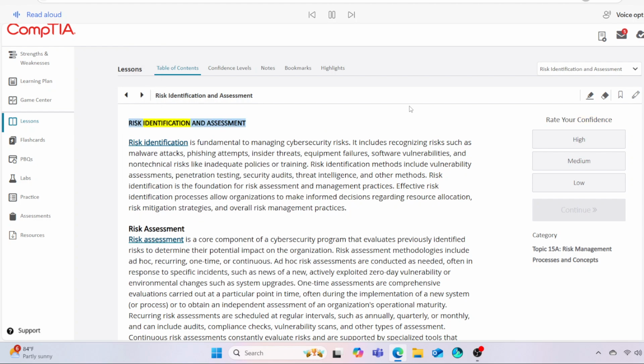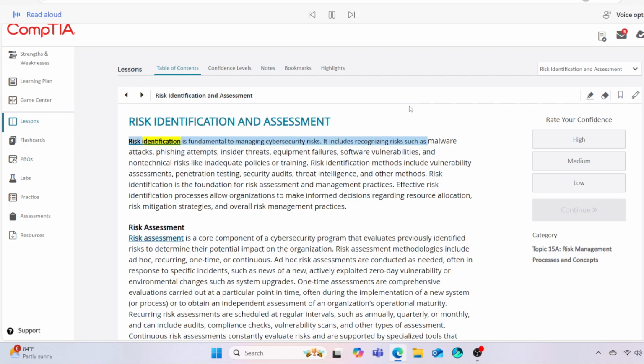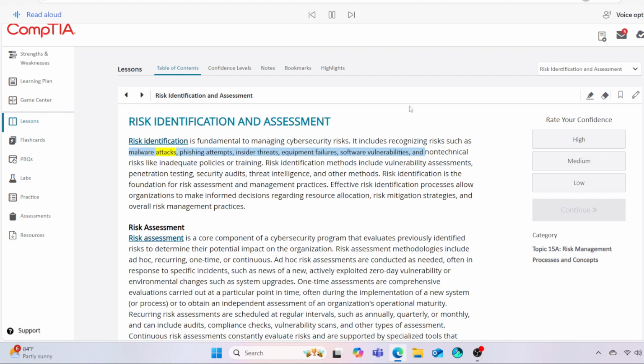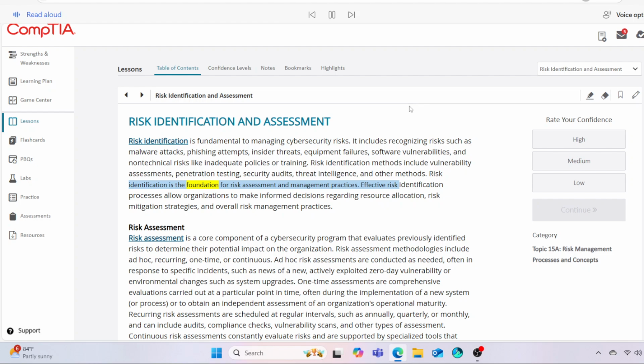Risk identification and assessment. Risk identification is fundamental to managing cybersecurity risks. It includes recognizing risks such as malware attacks, phishing attempts, insider threats, equipment failures, software vulnerabilities, and non-technical risks like inadequate policies or training. Risk identification methods include vulnerability assessments, penetration testing, security audits, threat intelligence, and other methods. Risk identification is the foundation for risk assessment and management practices.